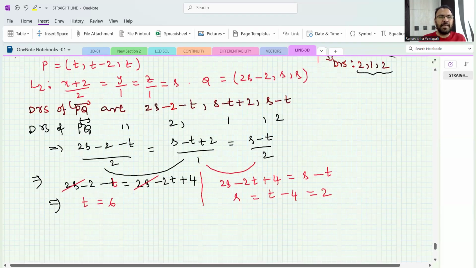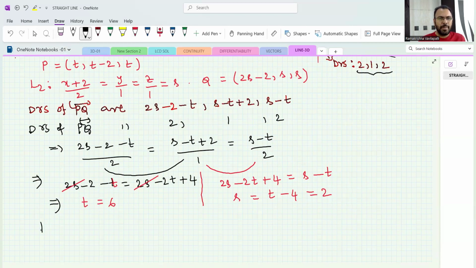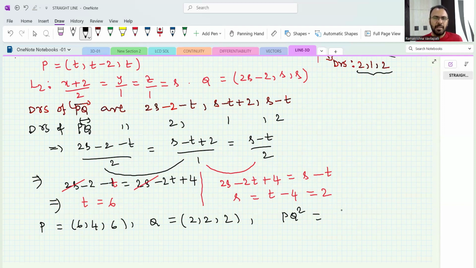But the question is not yet over. P point is equal to t, t minus 2, t, so 6, 4, and 6. In fact, Q point is not necessary, but still I'll write that Q point with s equal to 2 is 2, 2, 2. They can ask what is the distance between P and Q. Of course, here they did not ask, but there are questions of this kind. PQ square is 4 minus 2 whole square, 16 plus 4 plus 16, that's 36. So if PQ is an integer, they will ask the PQ value. If it is not an integer, then they will ask the PQ square value.